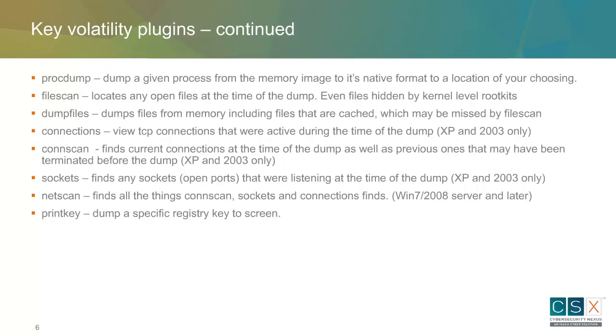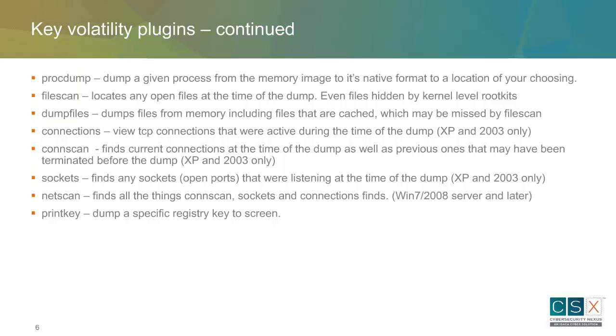So continuing on with the interesting and very useful plugins, there's also ProcDump, which in Volatility basically dumps a given process from memory to its native format to a location of your choosing. So let me explain what that means. It means we can take a process that was running at the time of the dump in memory, carve that process out of the memory dump, and write it to a file like on our desktop. And what we have is an actual live executable version of that process. That's a very powerful plugin and very useful.